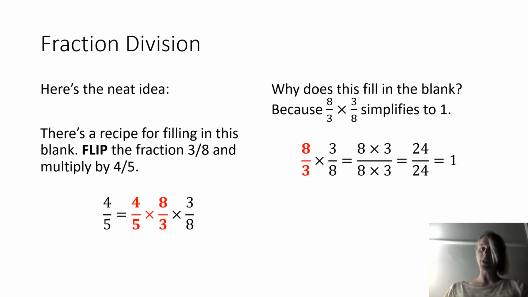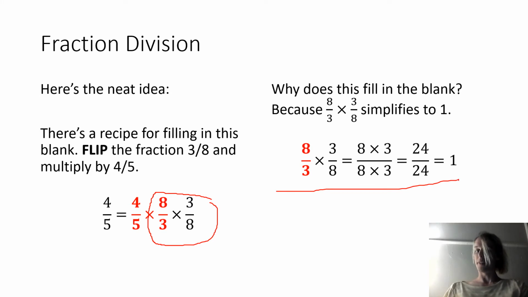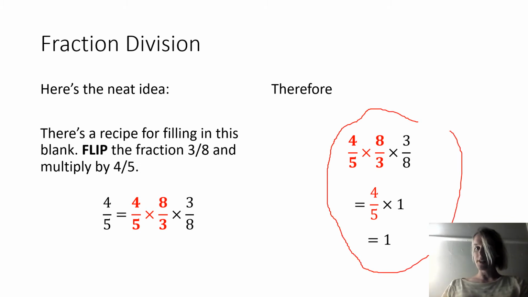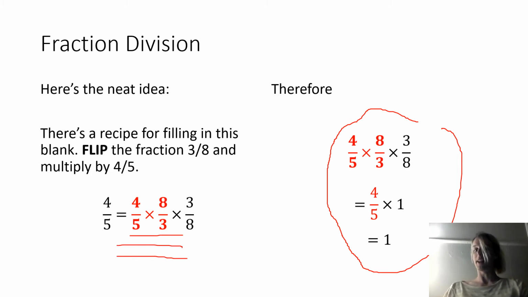The reason why this trick works is because multiplying by this flipped fraction, 8/3 times 3/8, simplifies to 1. And therefore what we're doing is checking that the right-hand side of the equation matches the left-hand side, which is 4/5. 4/5 times 8/3 times 3/8 simplifies to 4/5 times 1, which is equal to 4/5. Excuse that typo.